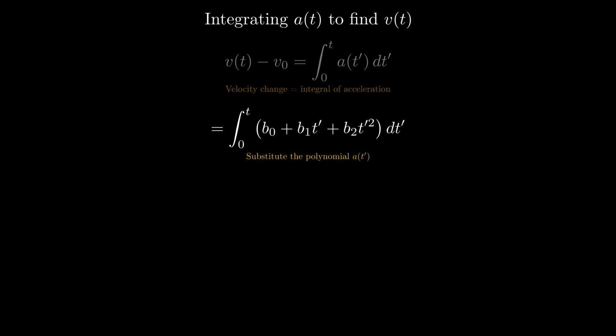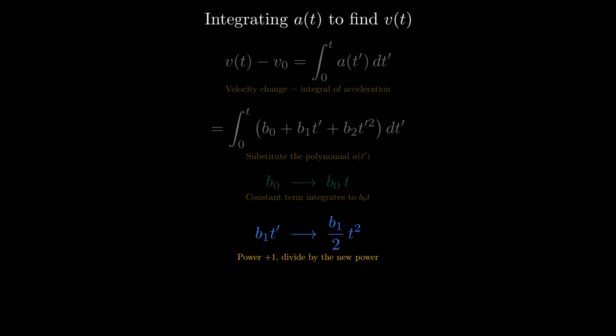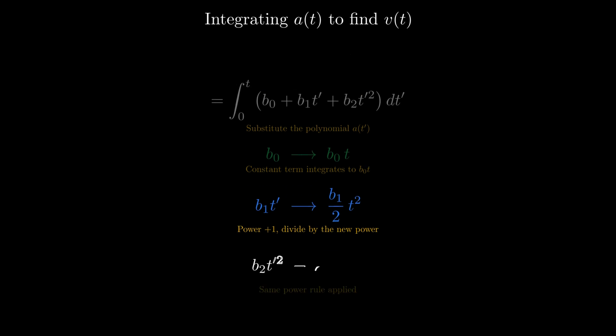Now substitute the polynomial for acceleration. This becomes the integral from 0 to t of b0 plus b1 times t prime plus b2 times t prime squared dt prime. We integrate each term separately. b0 being a constant integrates to b0 times t. b1 times t prime integrates to b1 times t squared over 2. Notice the exponent increases by 1, and we divide by that new exponent. b2 times t prime squared integrates to b2 times t cubed over 3 by the same power rule.